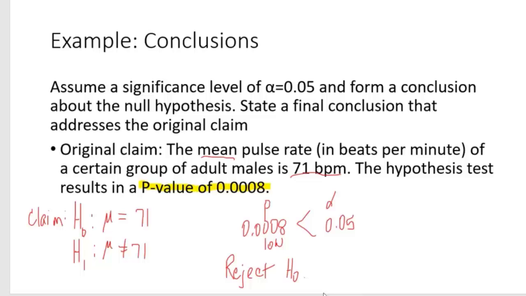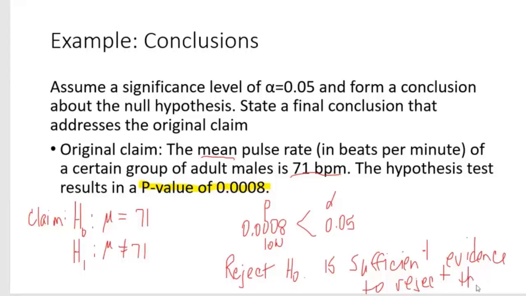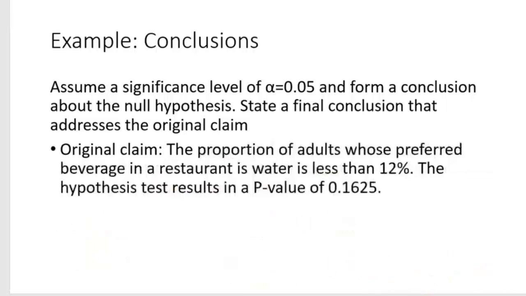Now, if we are rejecting the null hypothesis, but that null hypothesis is the claim, then we are going to say there is sufficient evidence to reject the claim. So our first conclusion is always about the null, and the second one is always about the claim. And the claim may or may not be that null hypothesis. Let's do another one.